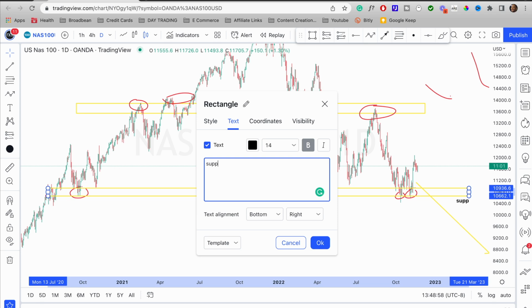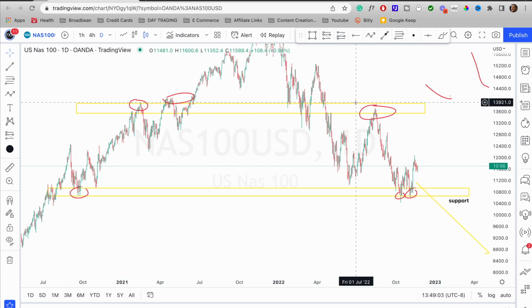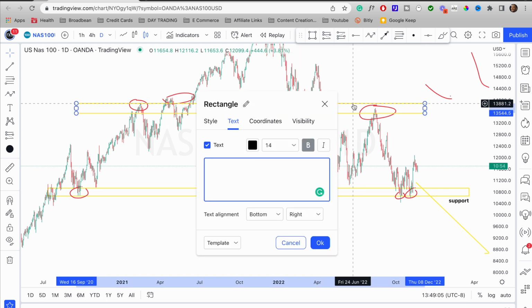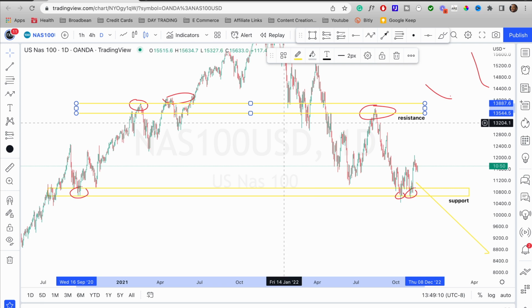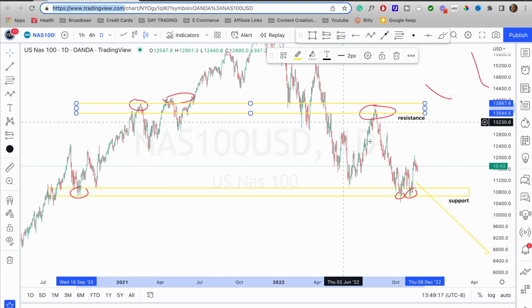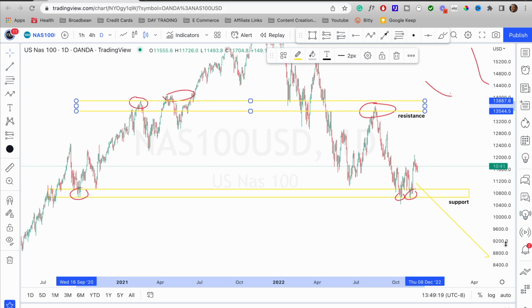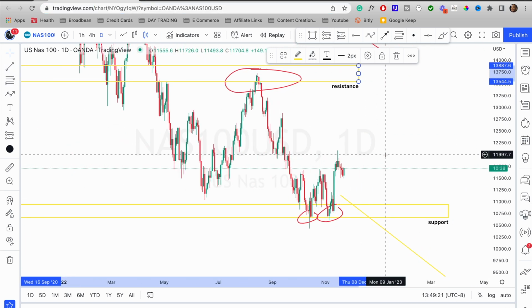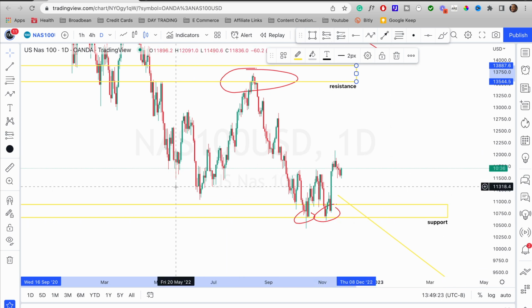So I'm gonna label this for you: support, okay, and then this is resistance. Okay, the platform that I use is called TradingView. It's absolutely free, and you can use all of these markups yourself. That way you can get used to TradingView and understand what's going on.